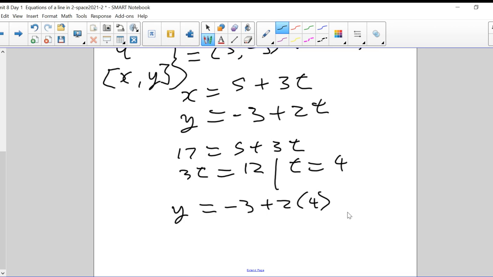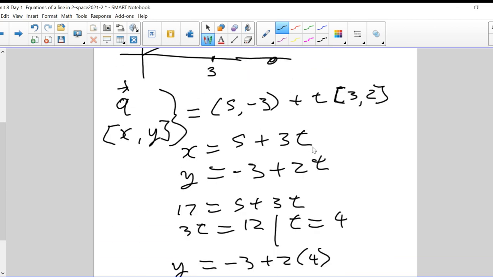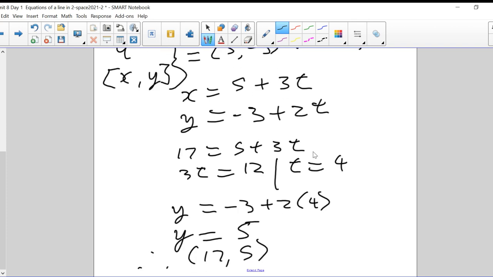Okay, so obviously this is equal to 8 minus 3, which is 5. Because the y is 5, this therefore means that 17, 5, using 17 as my x coordinate and 5 as my y coordinate and going through the parametric form, is on the line.